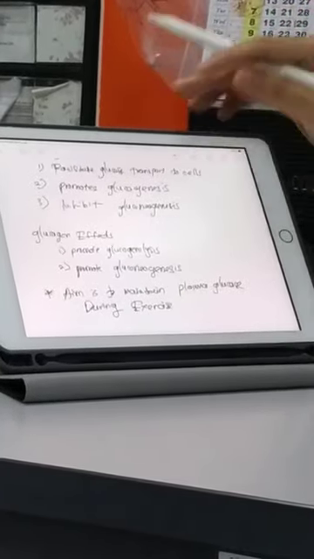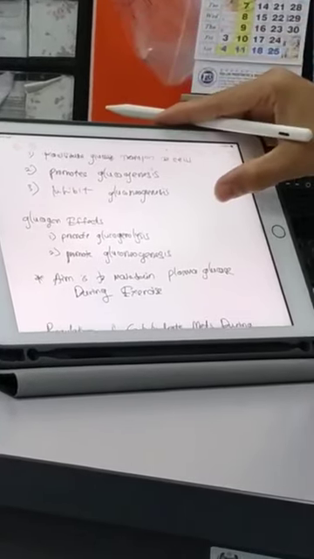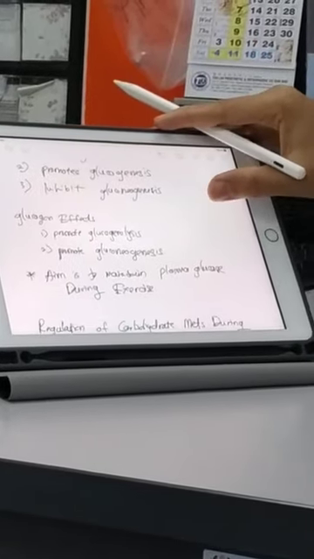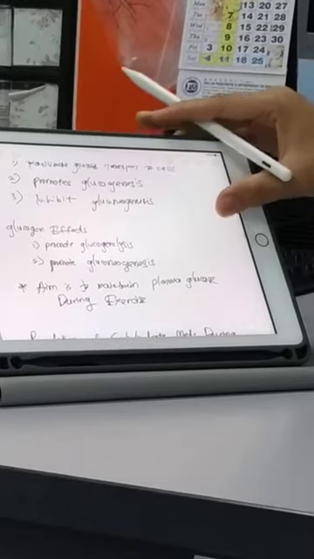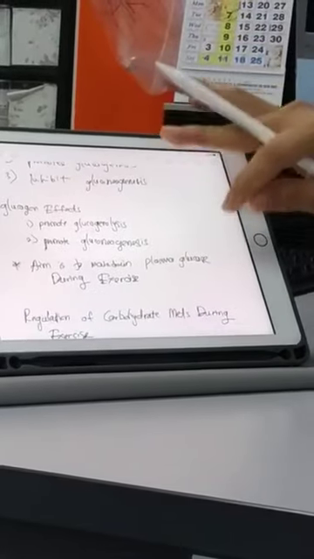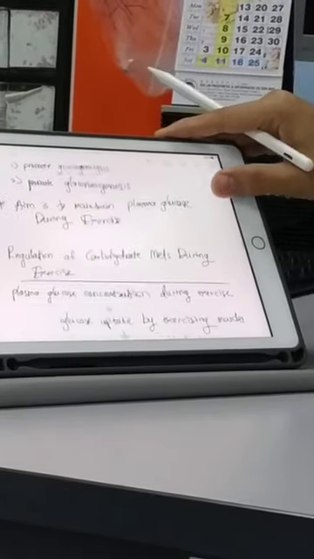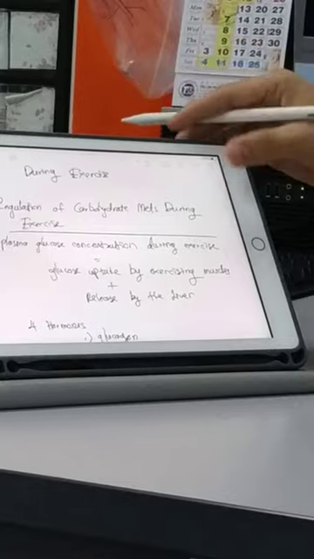While the glucagon effect is to promote glycogenolysis and gluconeogenesis, it is the counter for the insulin effect. So all these hormones are actually aimed to maintain the plasma glucose in the blood during the exercise. Okay, so what is the regulation of carbohydrate metabolism during the exercise?